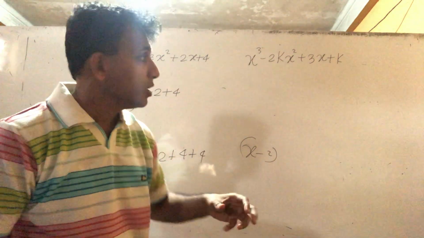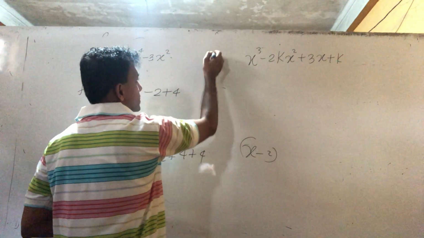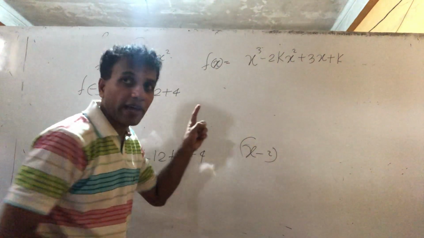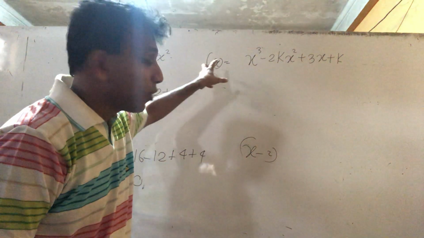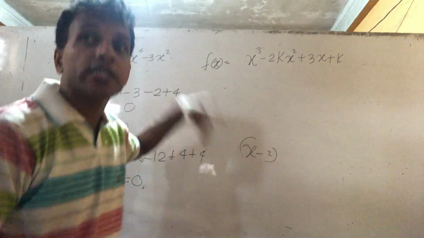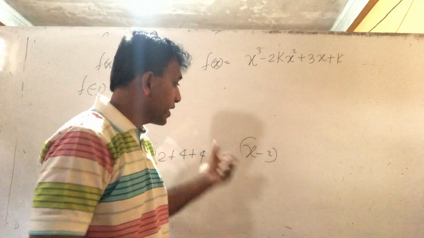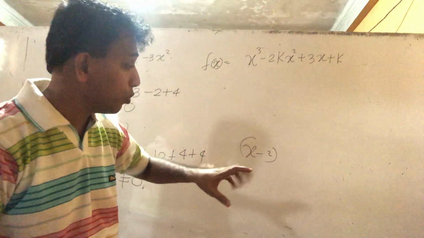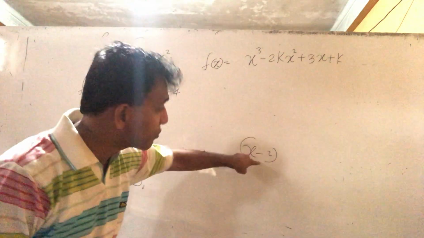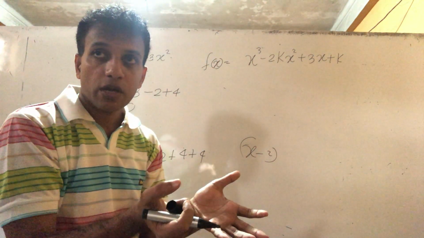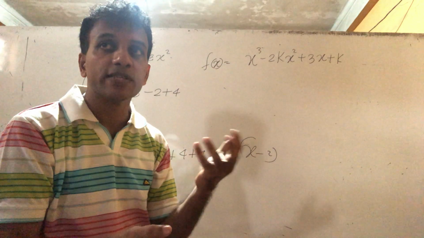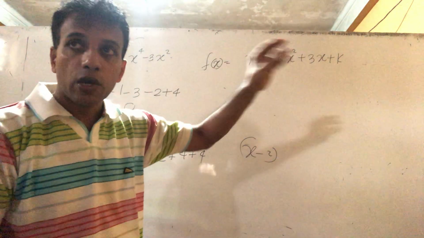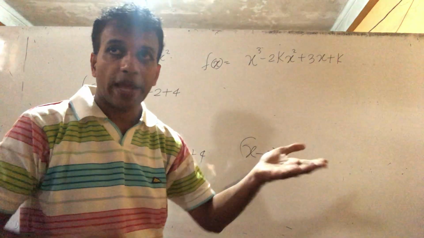What's the idea? If I say this is f of x, write this as f of x. So for f of x, x minus 2 is a factor. Divisible by x minus 2 means x minus 2 is a factor. Therefore, f of 2, if we put x for 2, the answer is 0. f of 2 is 0, then only divisible or factor. Then you have an equation, you can solve for k.